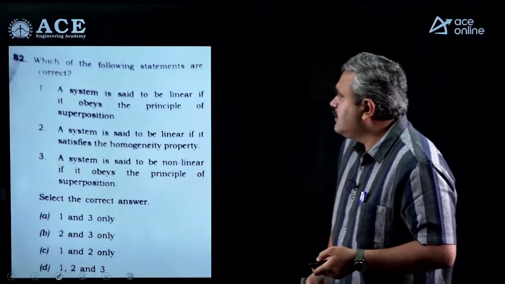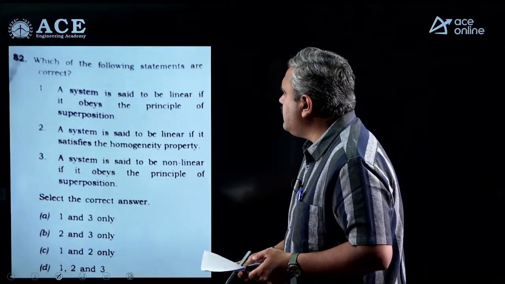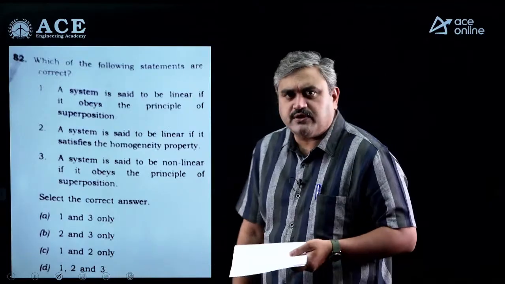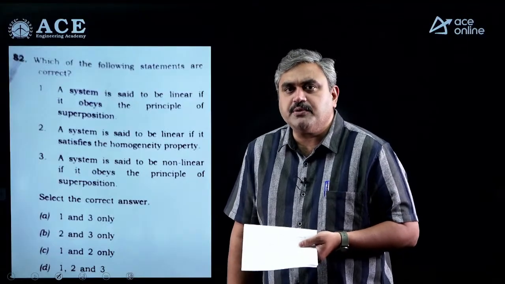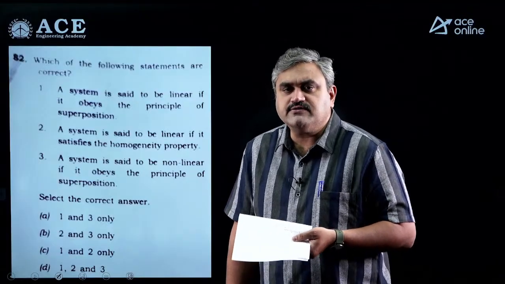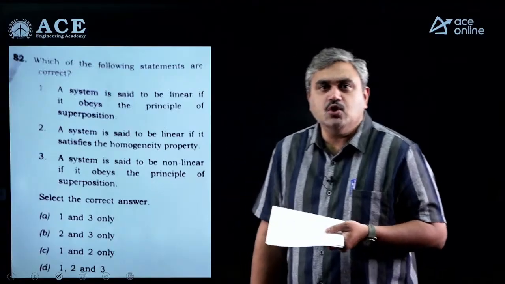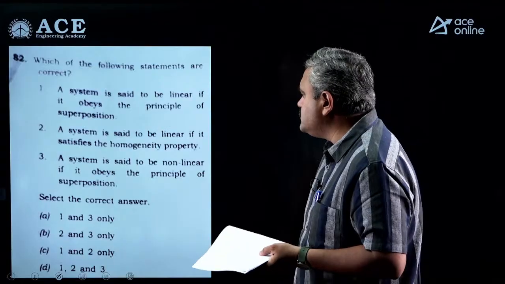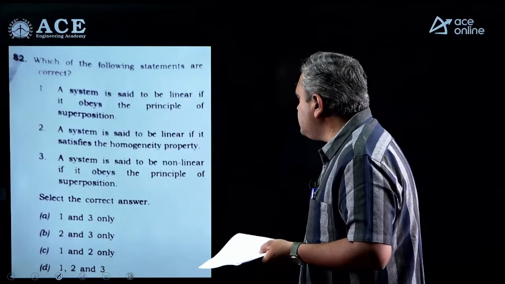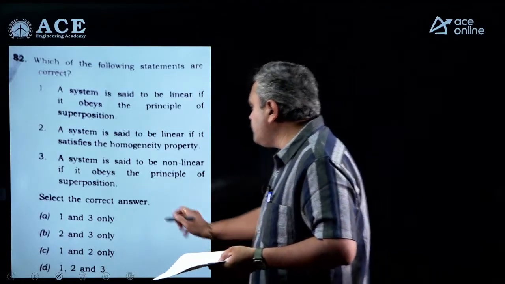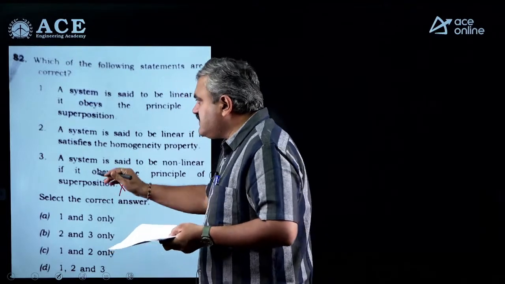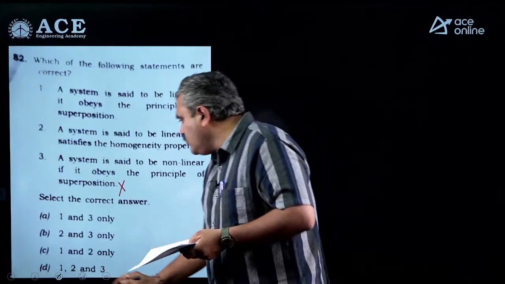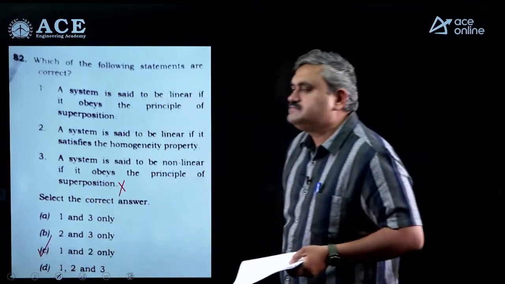Next, which of the following statements are correct? System is said to be linear if it obeys the principle of superposition. Correct, because when it obeys superposition, it is a linear system because it has additive principle and homogeneity principle, both. A system is said to be linear if it satisfies homogeneity principle, that is also correct. System is said to be non-linear if it obeys the principle of superposition. Remove this. So except 3, 1 and 2 can be correct. So you see the options which are having 3, eliminate those options, only possible choice is C. Okay.